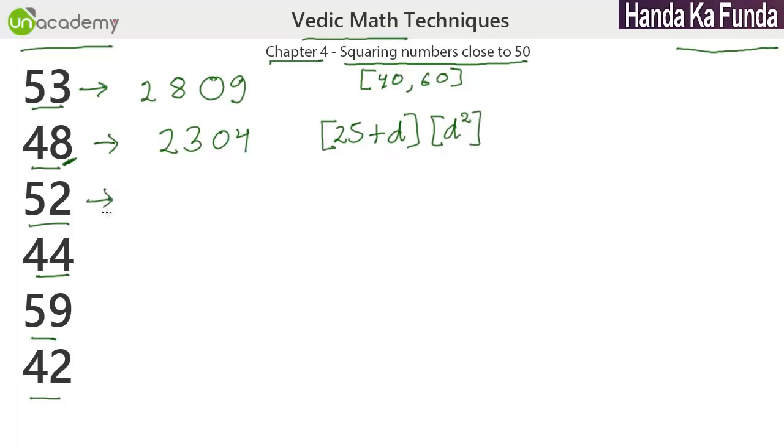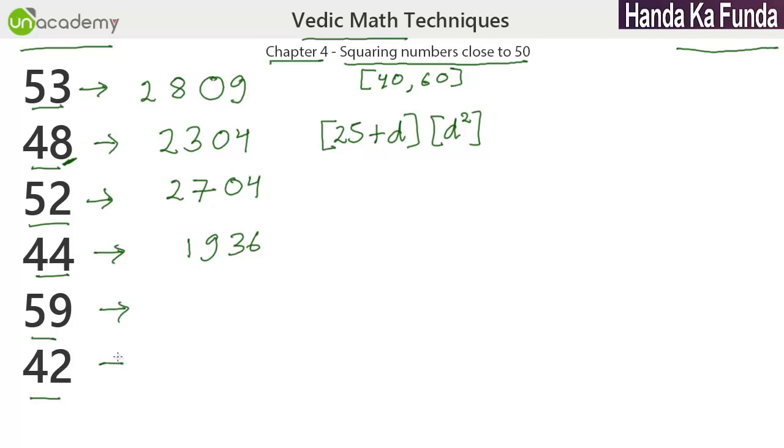Let's quickly try and find out the answers for the others. 52, distance is 2 or 02, square of that 04. First two digits 25 plus the distance, 25 plus 2, 2704. 44, distance is minus 6, square of minus 6 is 36, 25 minus 6 is 19. So the square is 1936.